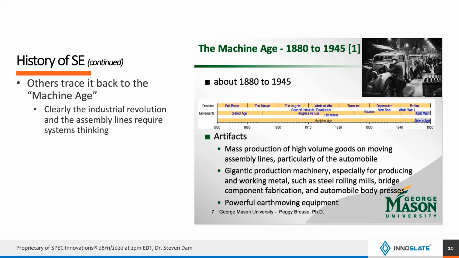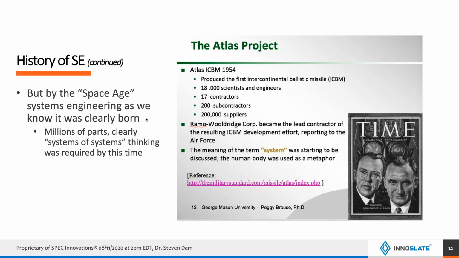Other people say, well, really it began in the machine age when we started doing the Industrial Revolution. You need assembly lines, and that again required systems thinking. It was very clear that those needed that kind of thought process. A lot of people trace today's systems engineering, the way we think about it today, to the space age.